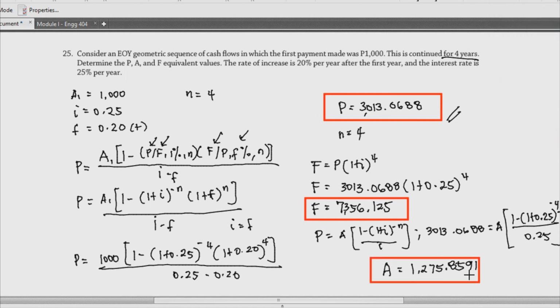So, what do these A, P, and F mean? If you want to take the 4 payments and bring that to the present, you'll get 3013. If it's in the future, 7356. And if you level all these payments, so they're not geometric in the sense of increasing every year, you can just pay 1,275 instead of paying increasing values. So, that's the application of our geometric sequence.